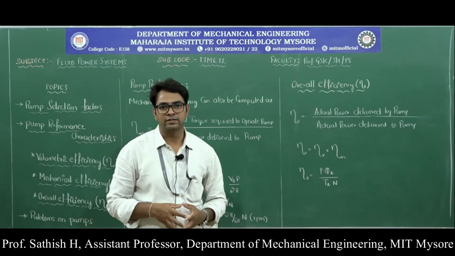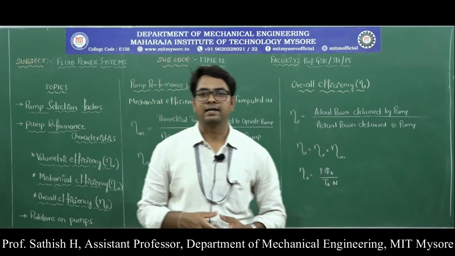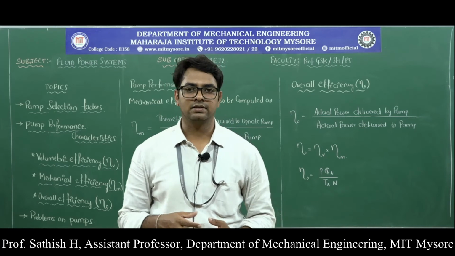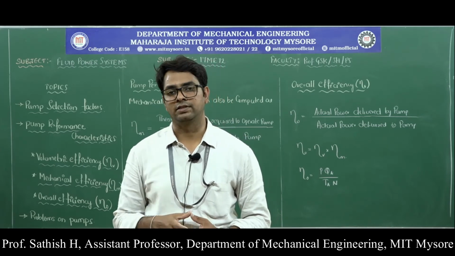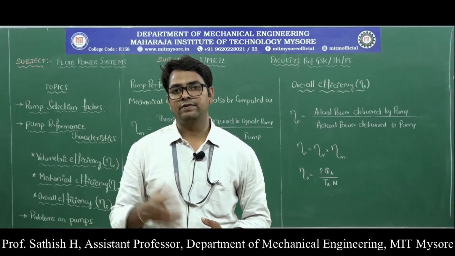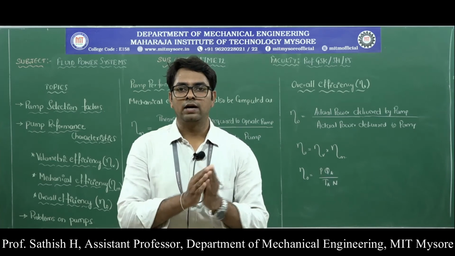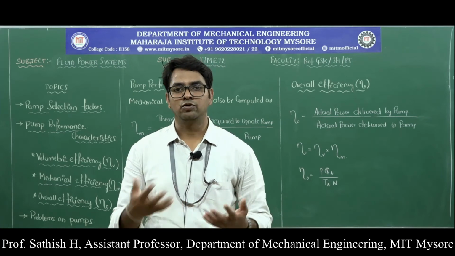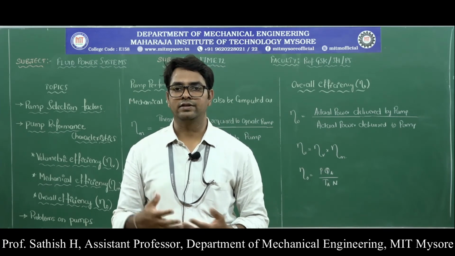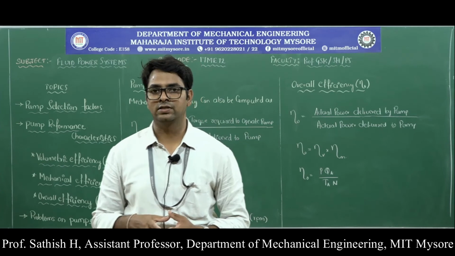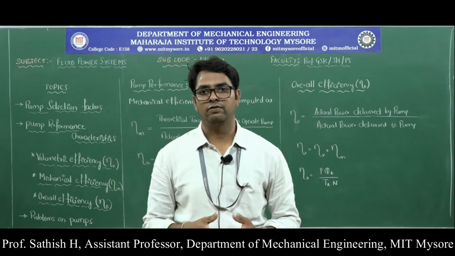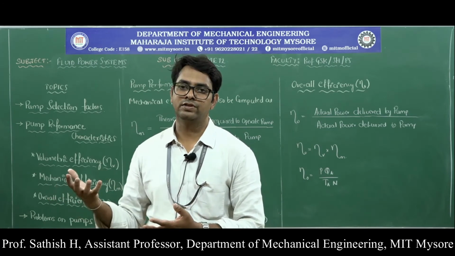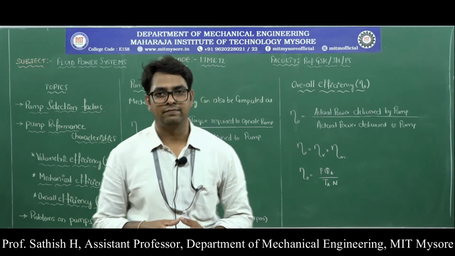So these are the two methods in which we can calculate the mechanical efficiency. The last performance characteristic is the overall efficiency. What does this overall efficiency represent? It is the total amount of losses occurring inside the pump. That could be because of internal leakages, external leakages, as well as wear of moving components, etc. That includes both the volumetric efficiency as well as the mechanical efficiency.